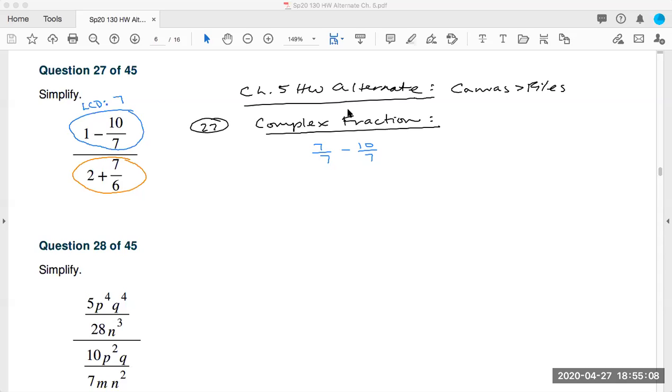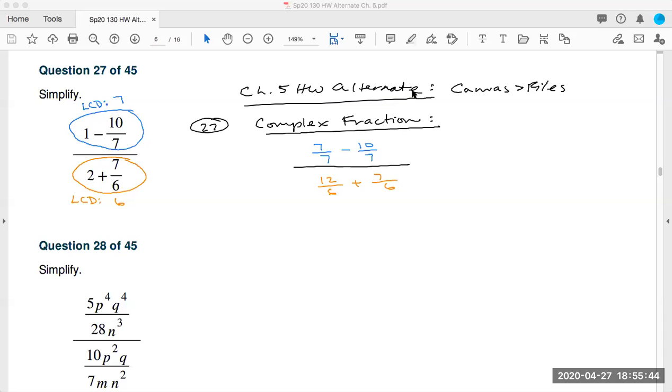Okay. And then in the next step, now we're going to look at the orange. Go ahead and cover up the blue part with your hand so that you can see just the bottom. You want to find the LCD of the fractions in the bottom of the complex fraction. So we have 6 as the LCD. 2 is going to turn into 12 over 6, and that's plus 7 over 6.